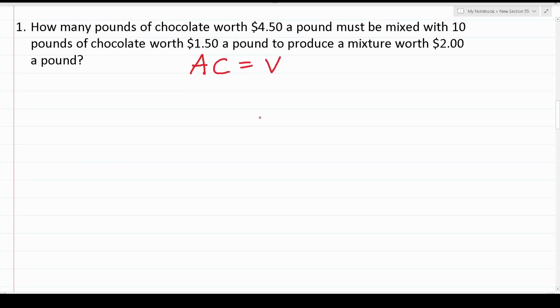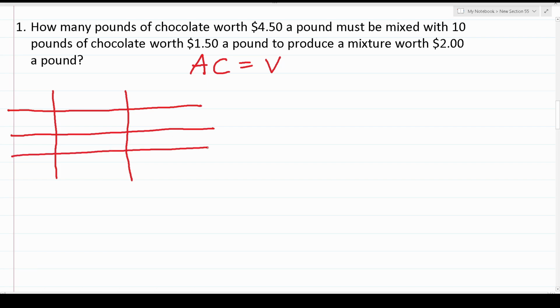Beyond that, we're going to have to make a little chart here to tackle this problem. And that chart's going to mirror this formula here. So it's going to look like this. And again, we're going to have 3 rows. And in the bottom row, we're always going to put the blended amount. Okay? So again, this is amount times cost equals value. All right, let's reread the problem and see what information's given.